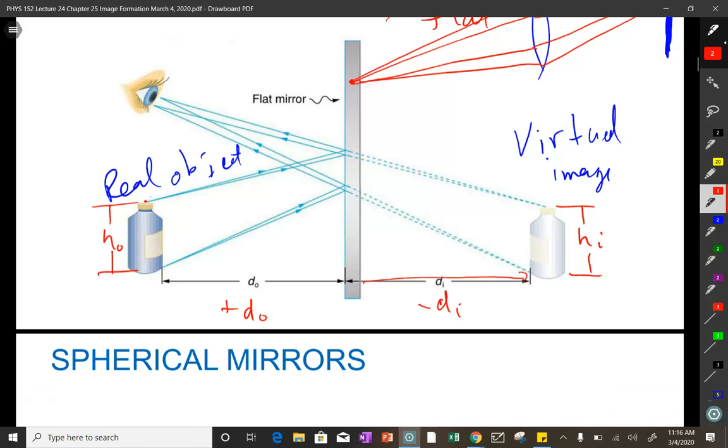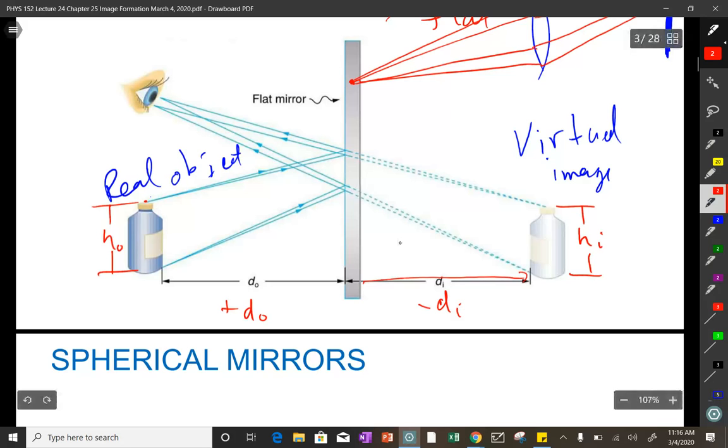And just take a rough guess, how do those compare? They're the same. And they're both upright. In that case, if it's upright, it's a positive height. So it's a positive image height, a positive object height. The magnification then is going to be 1 because they're the same height.